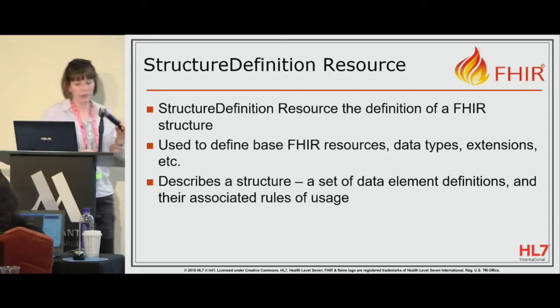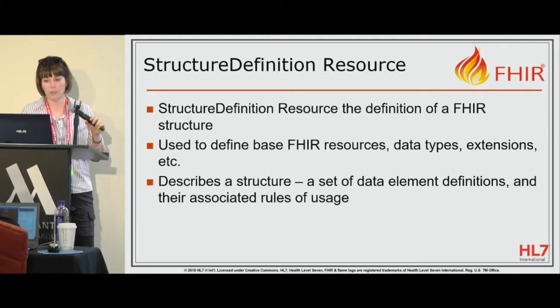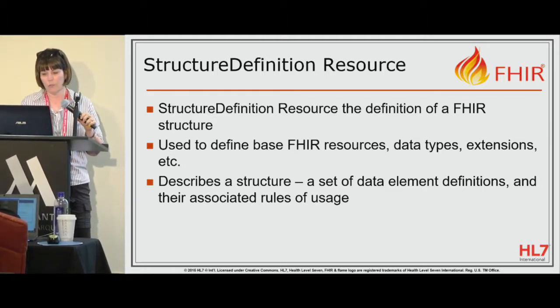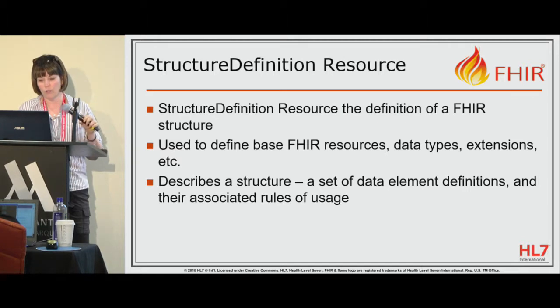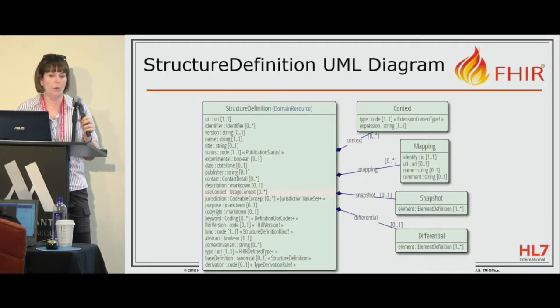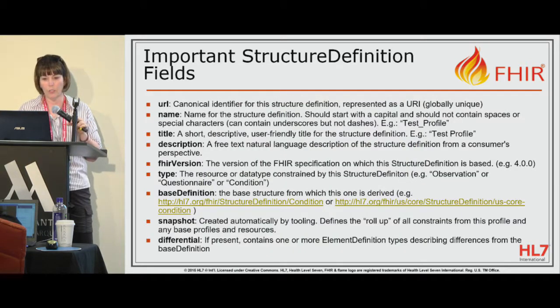Structure definition resource. I think Dragon already went over this. It's the definition of a FHIR structure used to define base resources, data types, extensions, everything in FHIR. It describes a structure, a set of data element definitions and their associated rules of usage. This is the UML diagram. We won't look at that very closely. These are the important fields, and I think Dragon also went over these earlier.